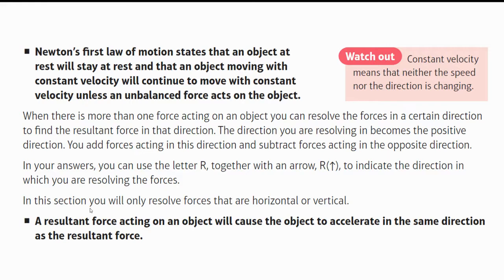Okay, so we're only dealing with things in horizontal or vertical direction. If stuff goes diagonally, then you've got to use a bit of trigonometry to figure out how much that's acting vertically and how much it's acting horizontally, but we'll leave that for A2. And so if there's a resultant force, then it's going to cause the object to accelerate. So if there's a resultant force, then it's not going to be going at a constant velocity. It'll just be accelerating from that point until something else happens.